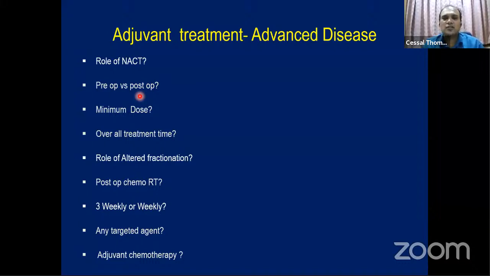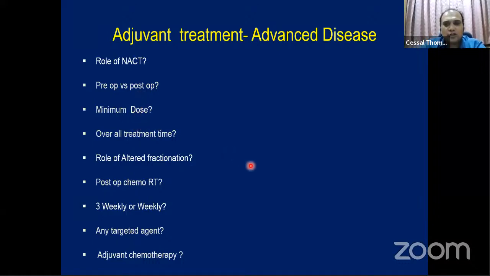In the Kathak study also, the post-op dose was 60 Gy in 30 fractions. So the standard dose is 60 Gy in 30 fractions. That became the backbone of subsequent clinical trials, and the minimum dose is 57.6 Gy.